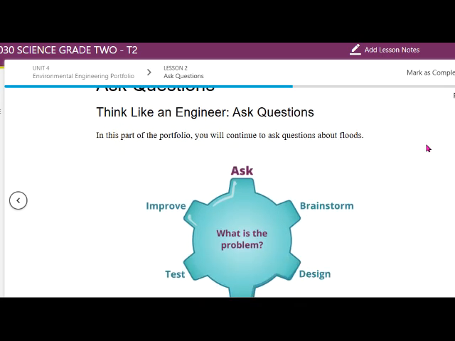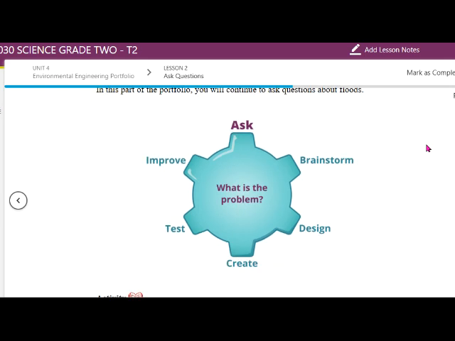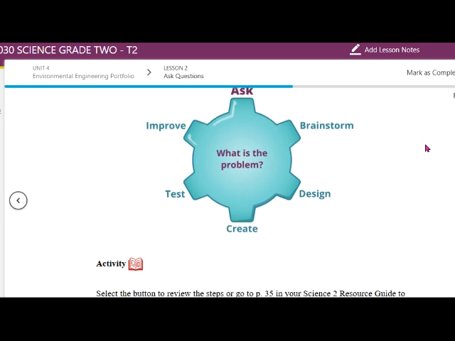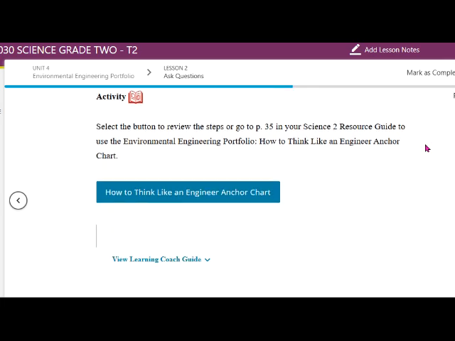In this part of the portfolio, you will continue to ask questions about floods. Trust me, if you already have 3 or 4 questions, you don't have to write more, but we will have some more examples to look at.